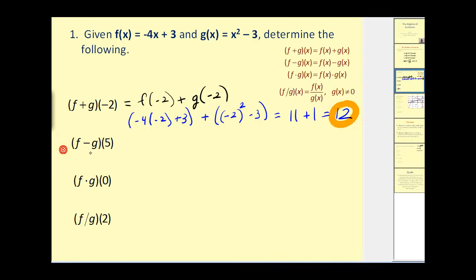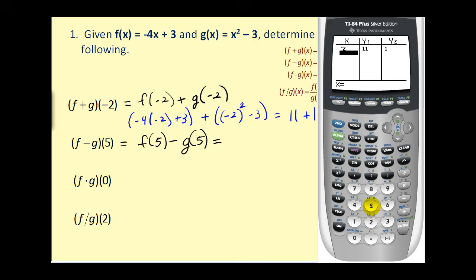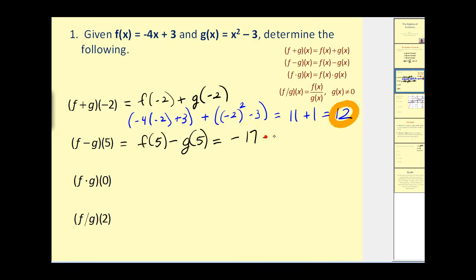Now going back to our examples, (f − g)(5) is equal to, here are our rules, f(5) minus g(5). Well, let's go back to our graphing calculator and find these values. So if we press 5, enter, remember that y1 is f and y2 is g. So here we'd have −17 minus 22, which is equal to −39. That would be (f − g)(5).